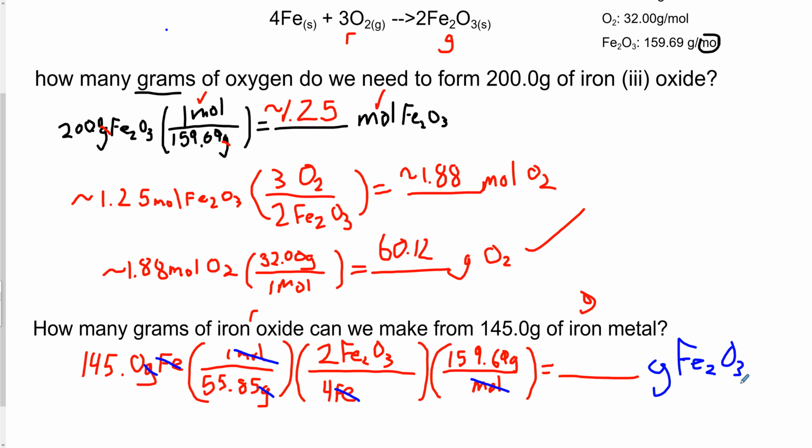So 145.0 times 1 on top times 2 on top times 159.69 on top. Then I'm going to divide by 55.85 and hit enter. Then I'm going to divide by 4 and hit enter. And then I'm going to divide by 1, which is not doing anything to the number, and hit enter. And we get 207.3 grams of iron oxide.